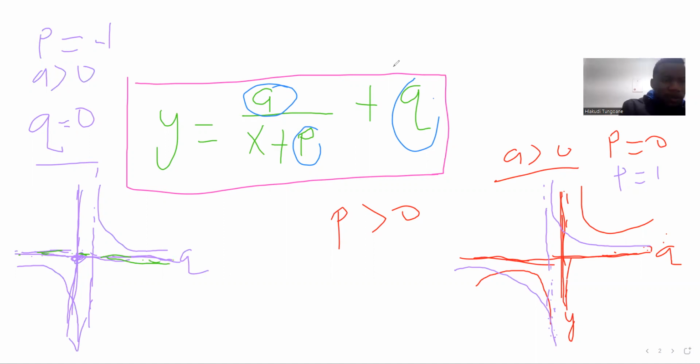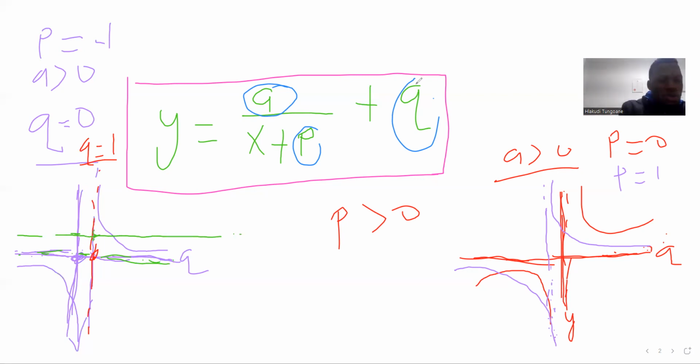The lines of asymptotes meet here, and then they form 4 quadrants, right? Okay, but now, let's say Q increases. If Q equals 1, what's going to happen is that this line, the green line, is going to move upward to 1. It's going to move here. That's going to be your new asymptote.